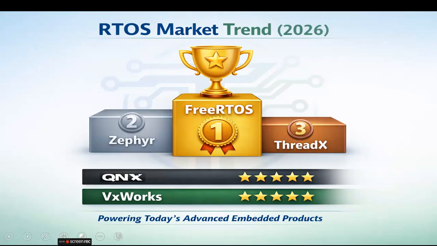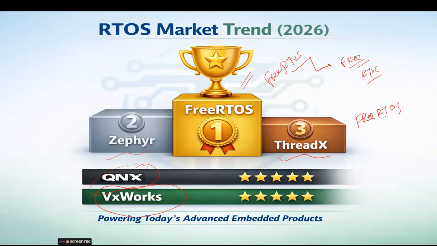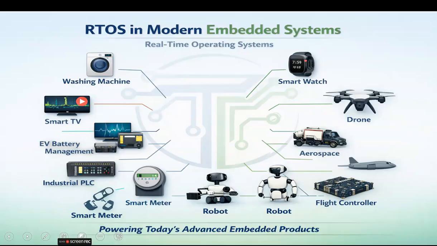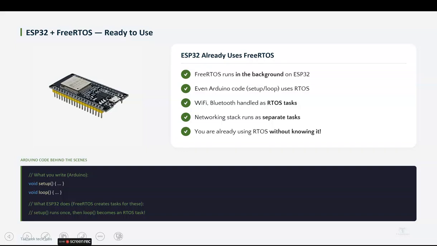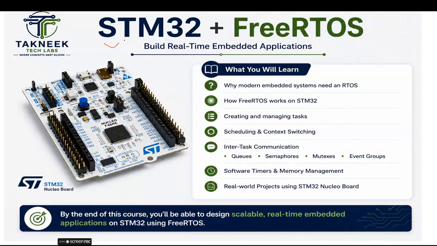The most popular RTOS, the champion, is FreeRTOS. As the name suggests, it is free, and we'll see the licensing when we start working on the code. We'll see why it is called FreeRTOS, and what ThreadX, Zephyr, QNX and VxWorks are, in future lectures, but our major focus will be on FreeRTOS. We will cover FreeRTOS on this ESP32 board plus the STM32 board.